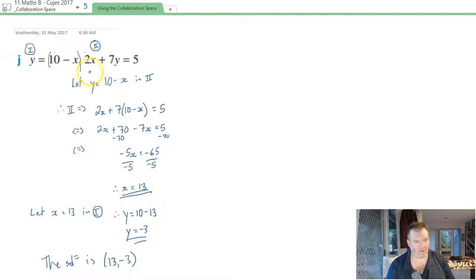Really good idea just to check it. We know it works for the first one. What about the second one? 26 plus 3 times negative 3 by 7 is negative 21. 26 minus 21 is 5. We know we've got it right.